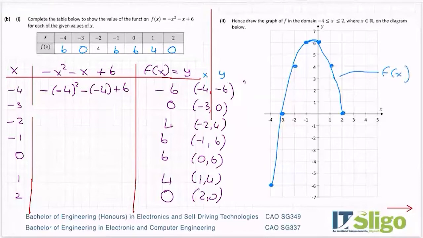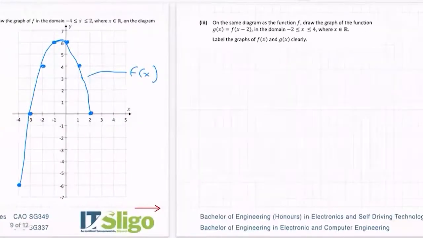So try and label all your curves. So draw the graphs. This was the domain that I was talking about. So the domain is the x values that you plot between. Okay, also called the inputs to a function. So we are plotting, sorry, between -4 and 2. Okay, where x is an element of R on the diagram below. So I hope that's okay. I hope that makes sense.